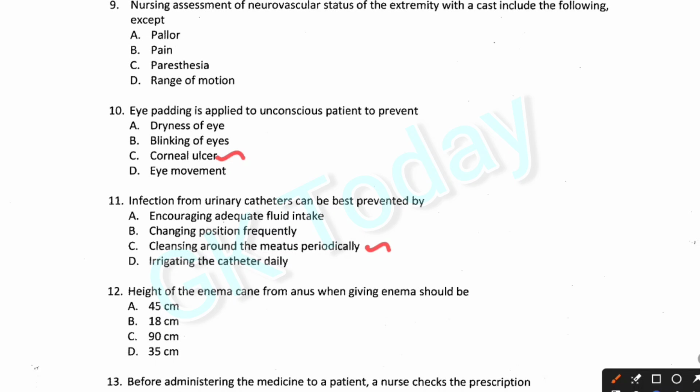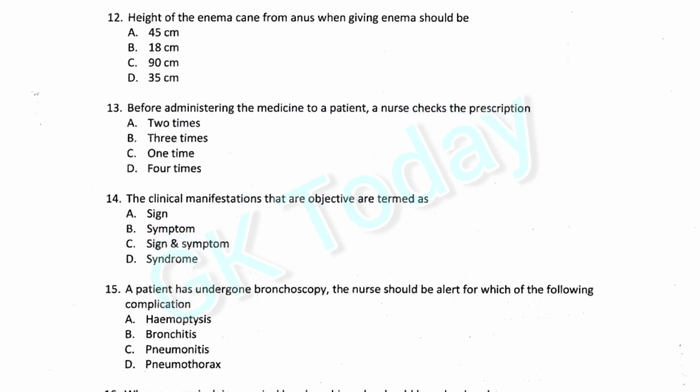Question number 12, height of the enema can from anus when giving enema should be? 45 centimeter. Correct answer is 45 centimeter. Height of the enema can from anus when giving enema should be 45 centimeter.